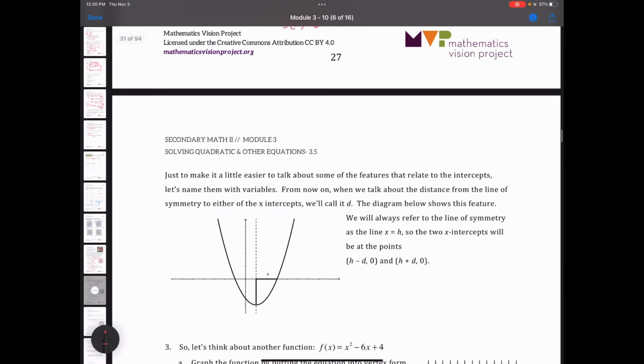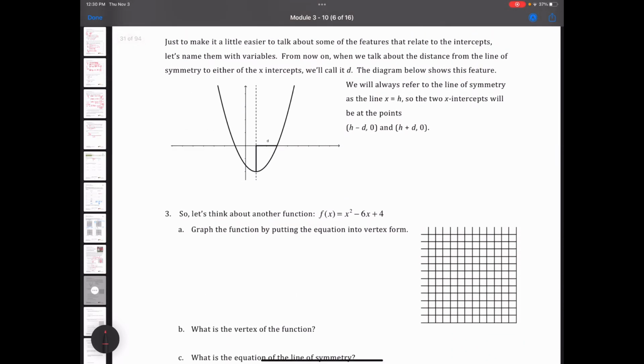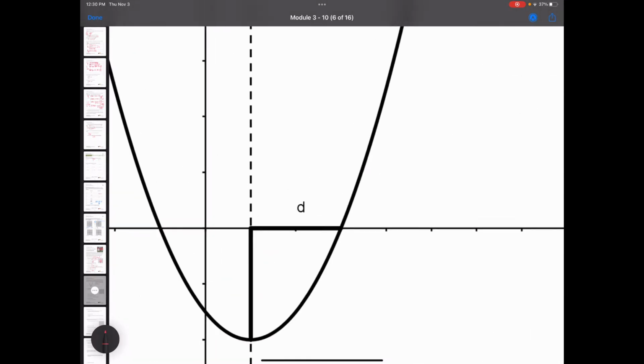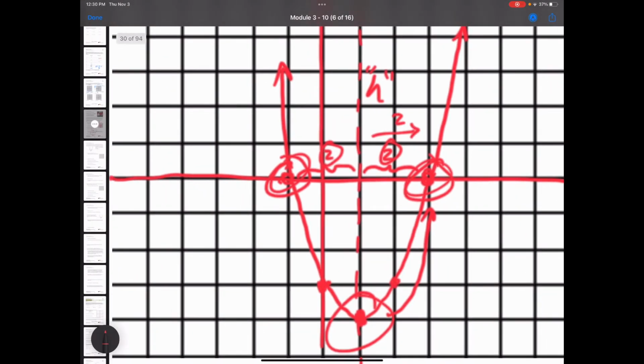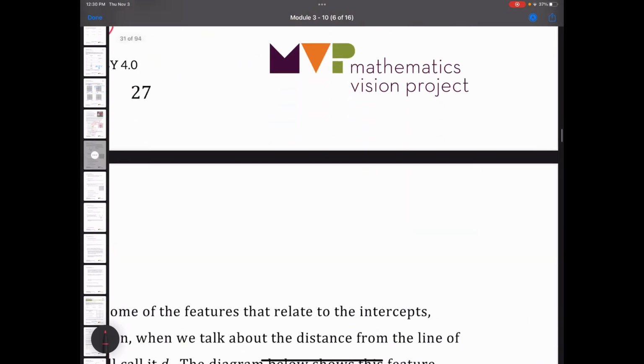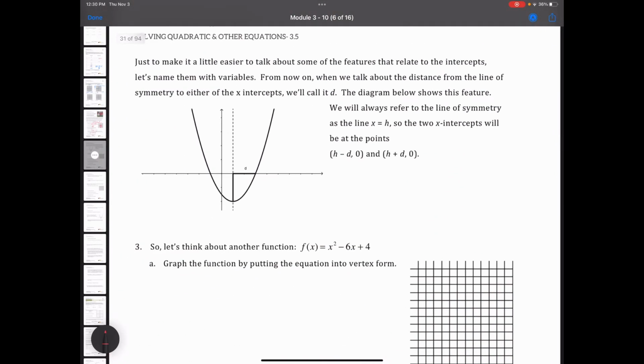So just to make it a little bit easier to talk about some of the features that relate to the x-intercepts, let's name them with a variable. From now on, when we talk about the distance from the line of symmetry to either of the x-intercepts, we'll call it d. Notice that above, d was the same, right? On the positive side, it's 2, and on the negative side, it's 2. Okay, so d is going to be the same on either side of the axis of symmetry.